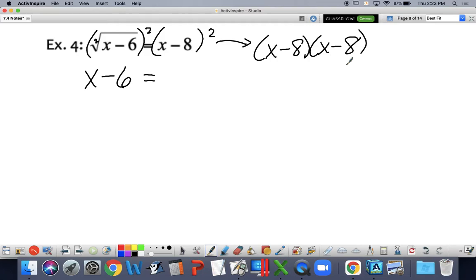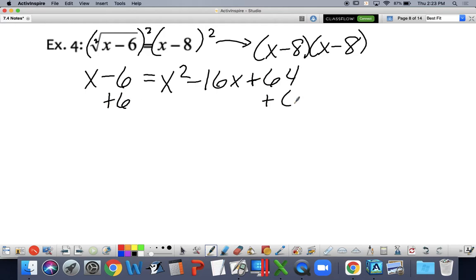You're going to have to FOIL this out. I'll save us some trouble. I'll tell you what it is. There we go. All right, so we've already FOILed on this problem. Now I've got this whole algebraic equation. How do I solve this? Add 6. Add 6? Yep.